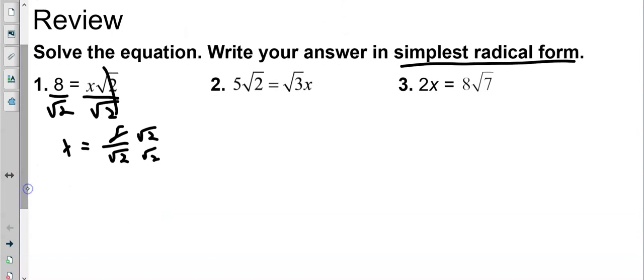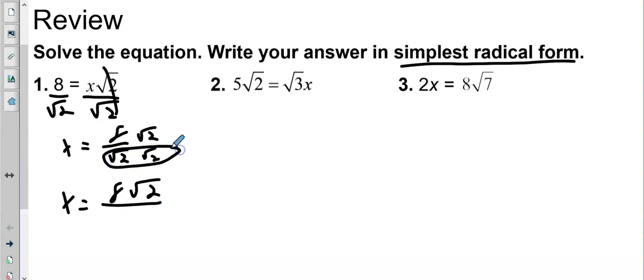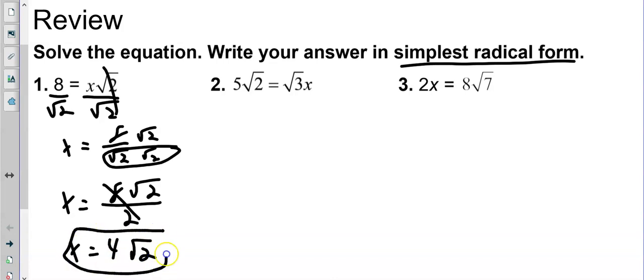So what that gives me on the top is simply 8 radical 2. On the bottom, this is radical 4, square root of 4, which is 2. And then we must simplify. So x equals 4 times the square root of 2. Again, we do not turn it into a decimal. We just leave it like that.